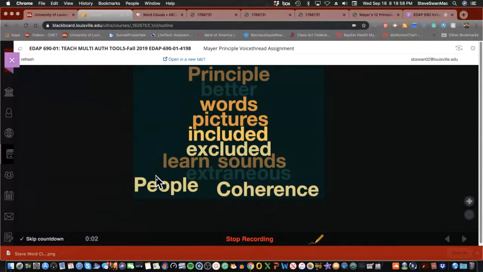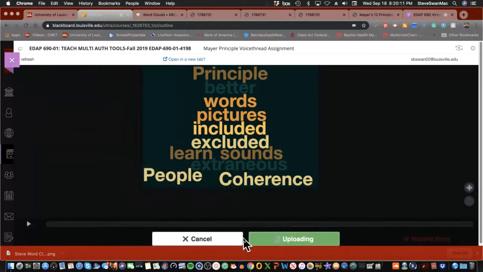When we look at what the word cloud shows us, it's really interesting because basically what it's saying here is all the words that have to do with the coherence principle actually have the same amount of weight and meaning. Stop. Uploading.